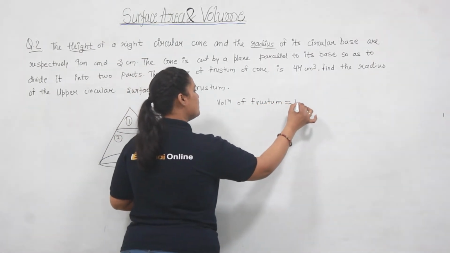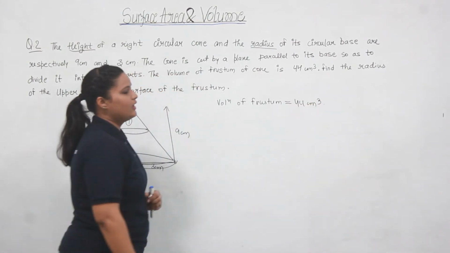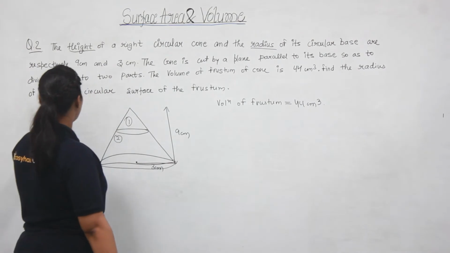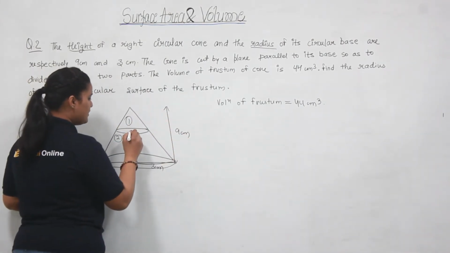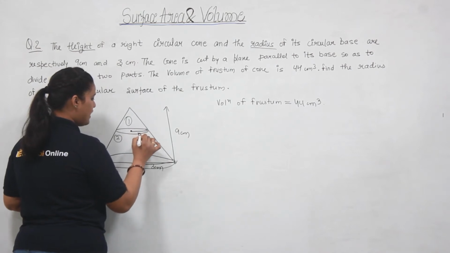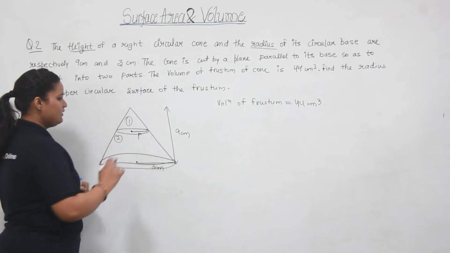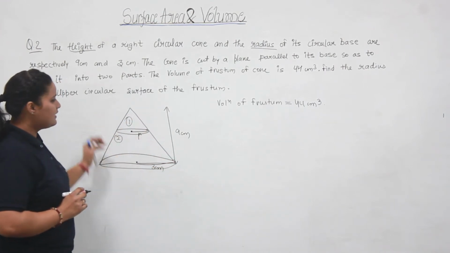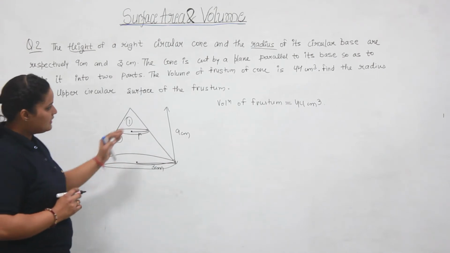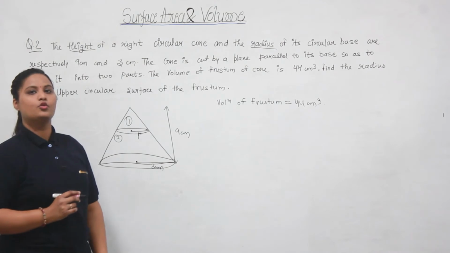It is 44 centimeter cube. Find the radius of the upper circular surface of the frustum. It means you have to find out this one, r. What all quantities is given? The height of the cone and the radius of the base. Nothing else is given, and the volume of the frustum is given, that is 44 centimeter cube.